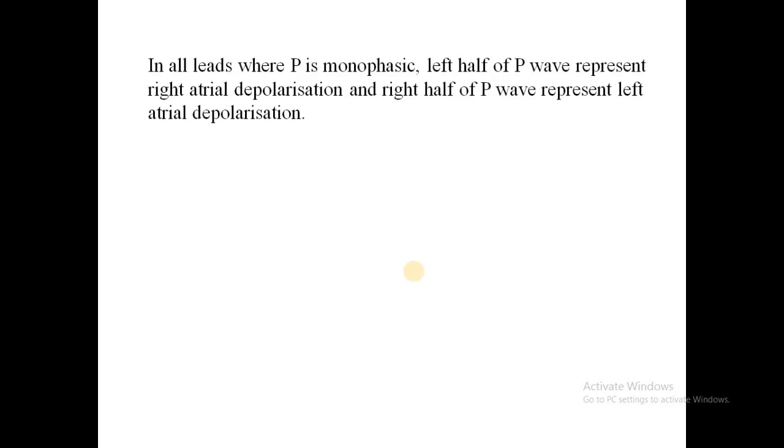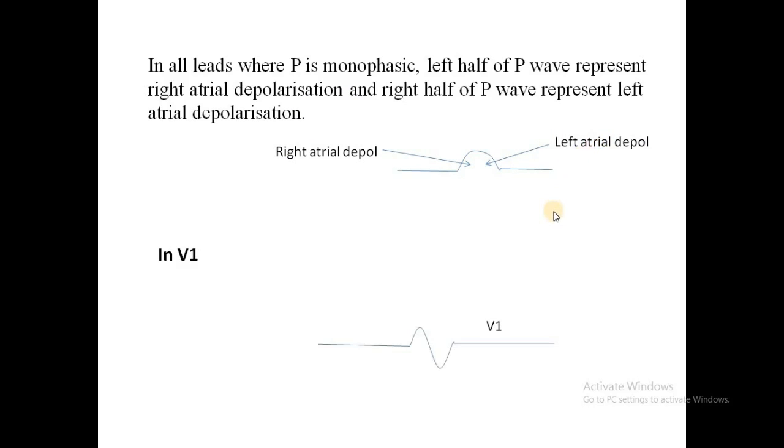Now in all the leads where the P wave is monophasic, the left half of the P wave represents the right atrial depolarization and the right half of the P wave represents the left atrial depolarization. And in V1, when the P wave is biphasic, the left positive deflection will represent the right atrial depolarization and the right negative deflection will represent the left atrial depolarization.